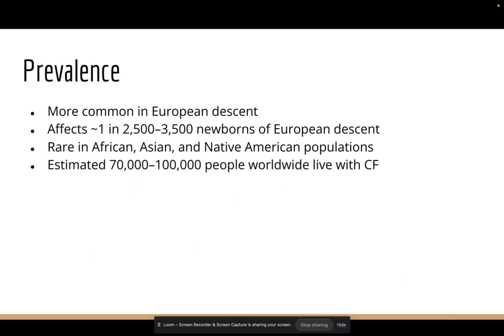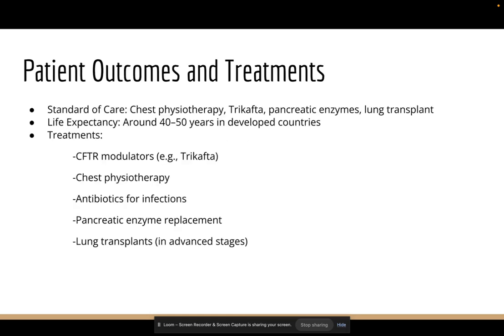CF affects roughly 1 in 2,500 to 3,500 white newborns, particularly those of European descent. It's rarer in African and Asian populations. Worldwide, between 70,000 and 100,000 people live with CF. Thanks to modern treatments, life expectancy for CF patients has improved to about 40 to 50 years. Therapies include CFTR modulators like Trikafta, chest physiotherapies, and pancreatic enzyme supplements. In advanced cases, lung transplants are considered.